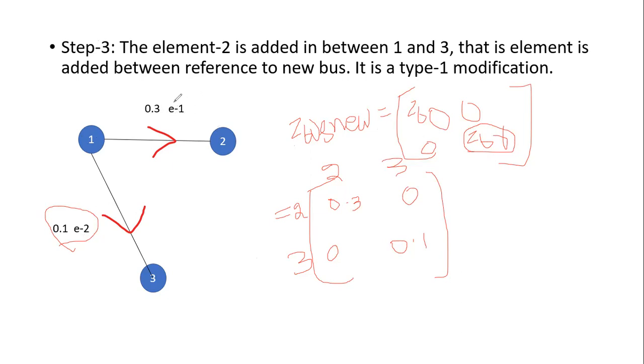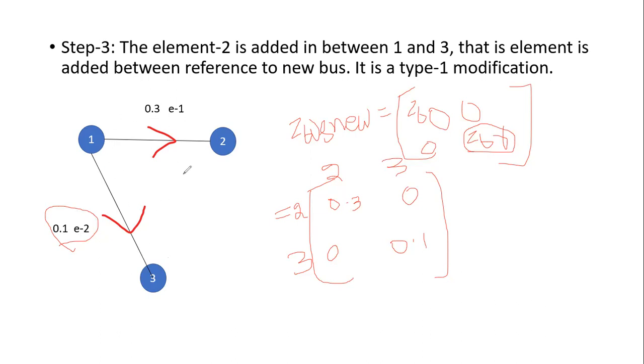Element 1 is connected between 1 and 2. 1 is the reference bus and 2 is the new bus. Similarly, element 2 is connected between the reference node and a new node. The reference node is 1 and the new node is 3. That's why both elements have the type 1 modification.